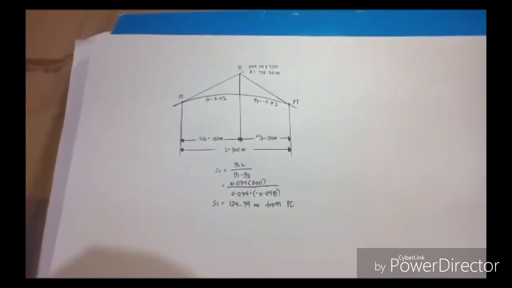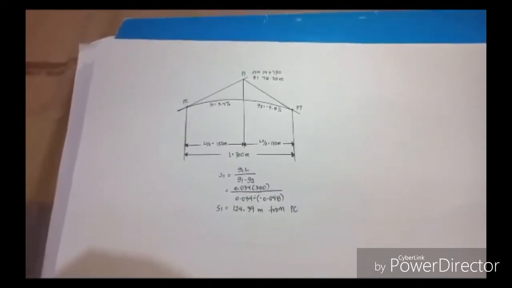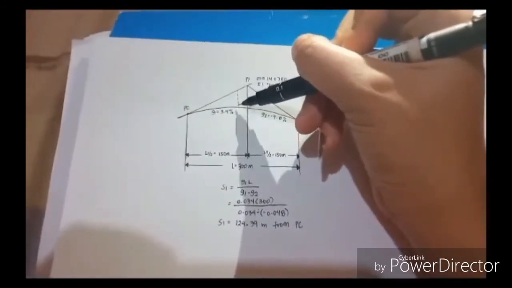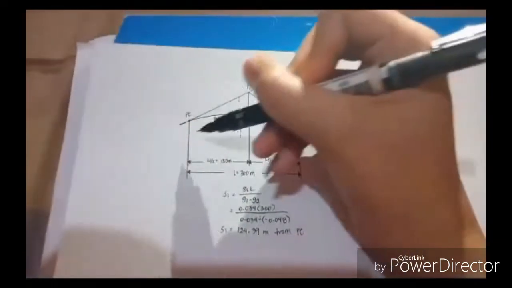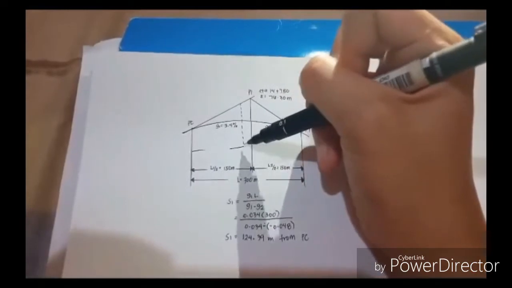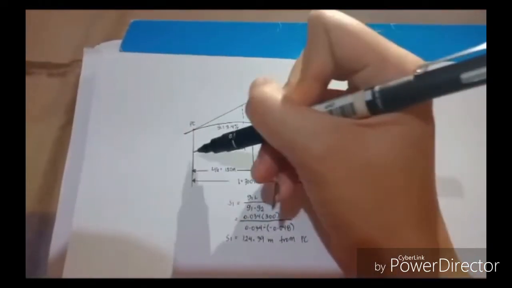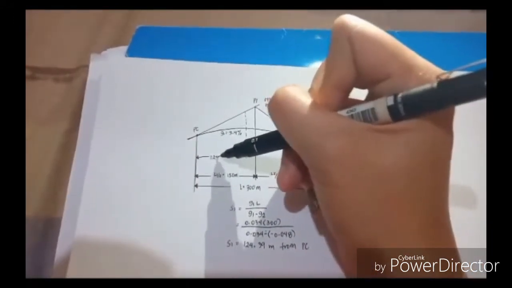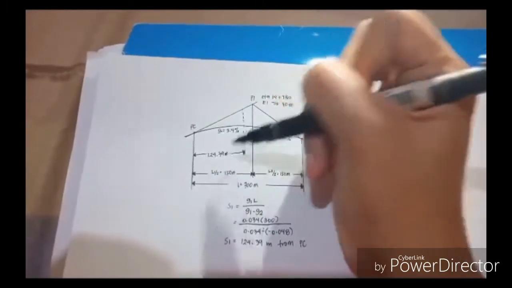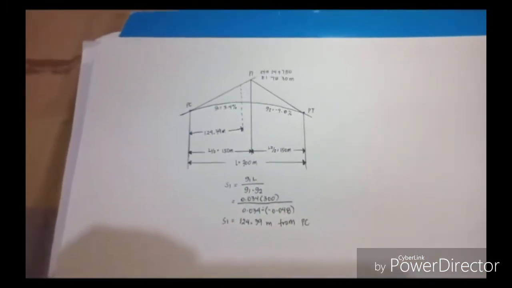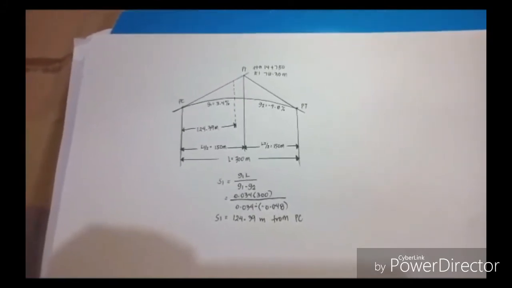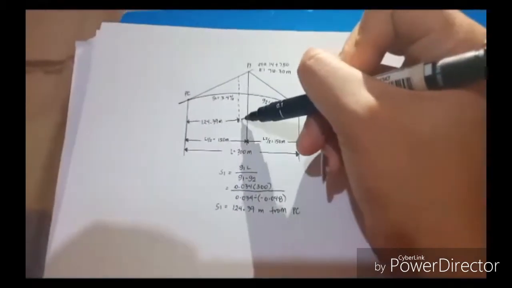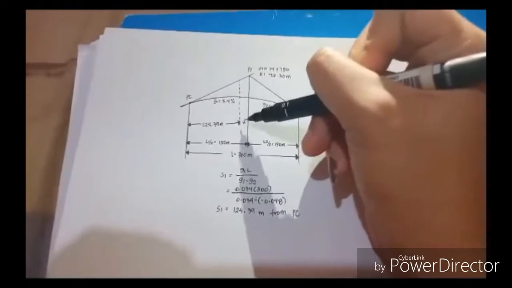So, if we plot this one sa illustration natin, we will plot in here, probably in here. Dito yung S sub 1 natin, which is 124.39 meters. Pero ang sabi kasi, location of the vertical curve turning point from the PI. So, probably in here. We will label it as X.